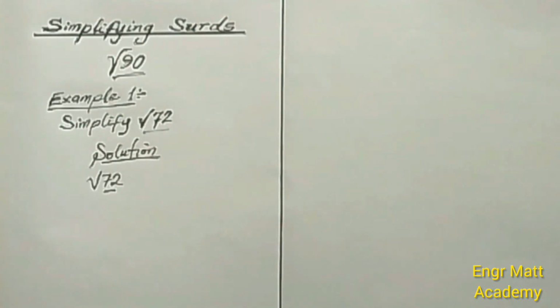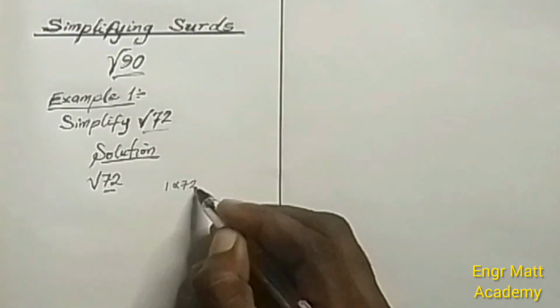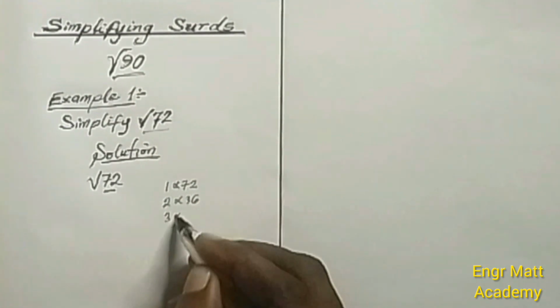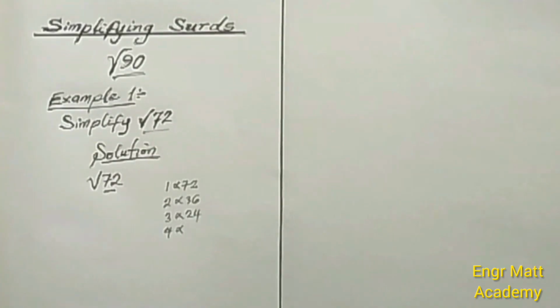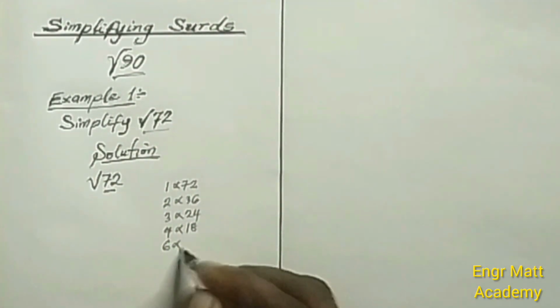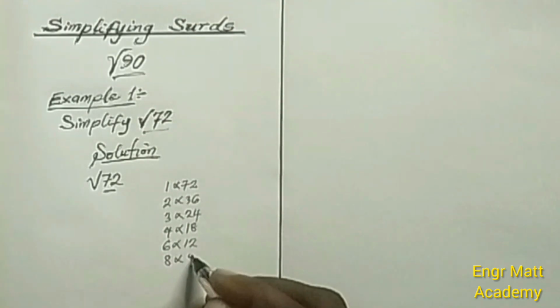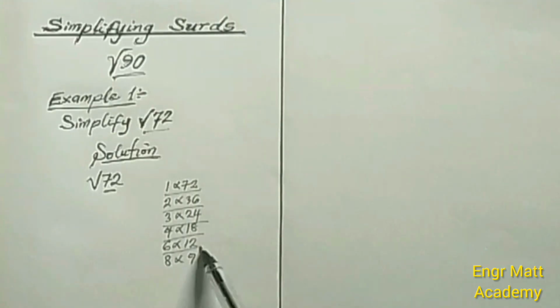How do I mean? First, let us list the factors of 72. We have 1 and 72, 2 and 36, 3 and 24, 4 and 18, 6 and 12, and 8 and 9. If we multiply these pairs, they will give us 72. But which of these pairs contain a perfect square?